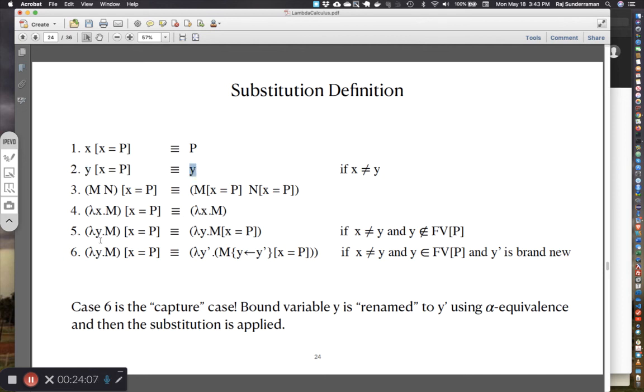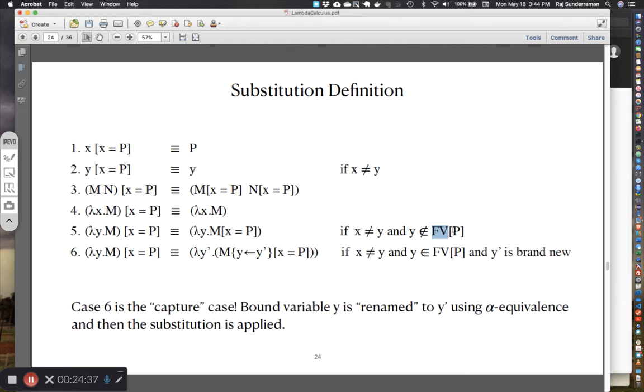Then case 5 and 6 are similar, except that one is the capture case and one is the non-capture case. You can see case 5 is the non-capture case. So lambda y dot m is the term, and x is going to be replaced by p in this lambda y dot m. Now remember that test for a capture case: we had to say that if y is free in p, then it's a capture case. So that's what we do.